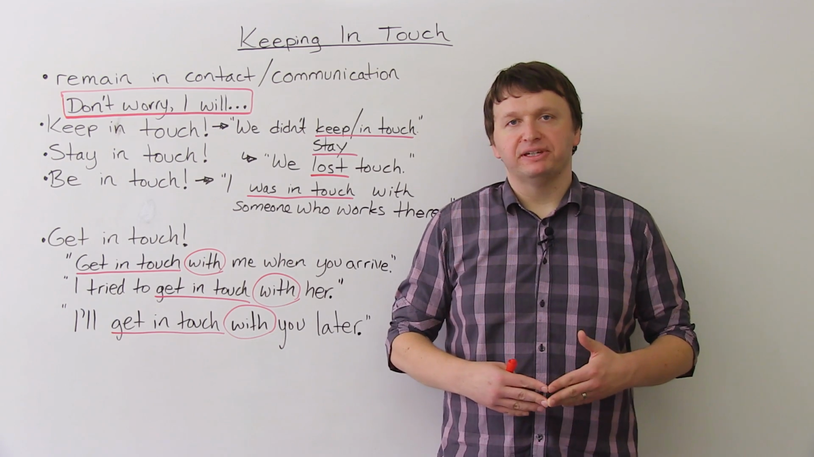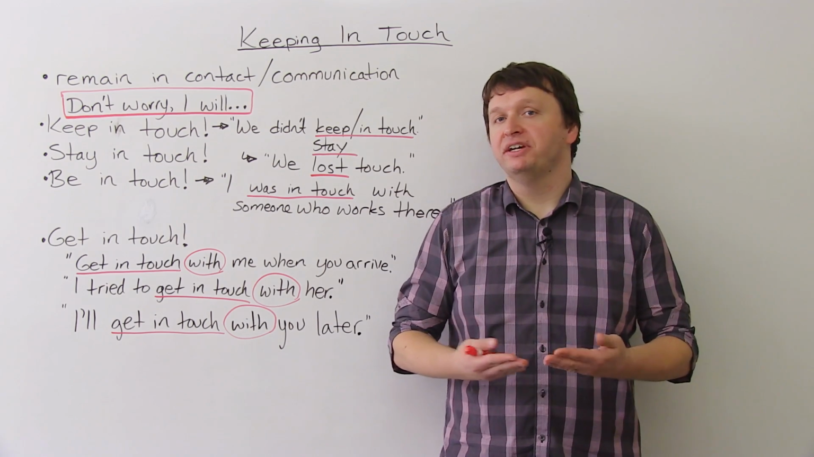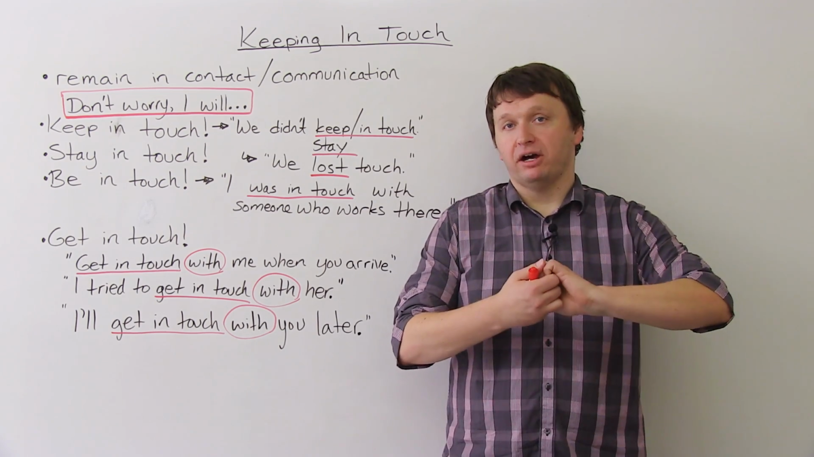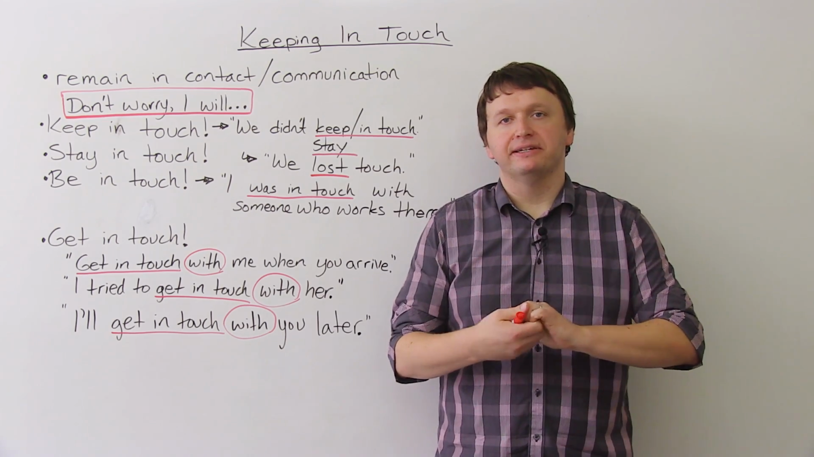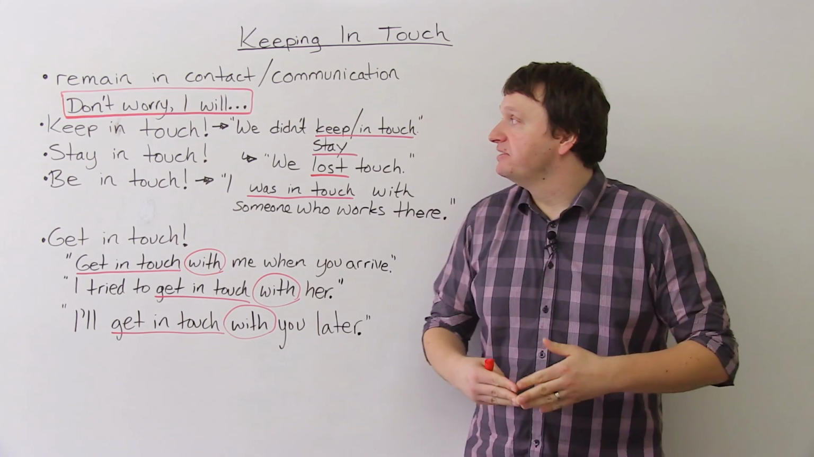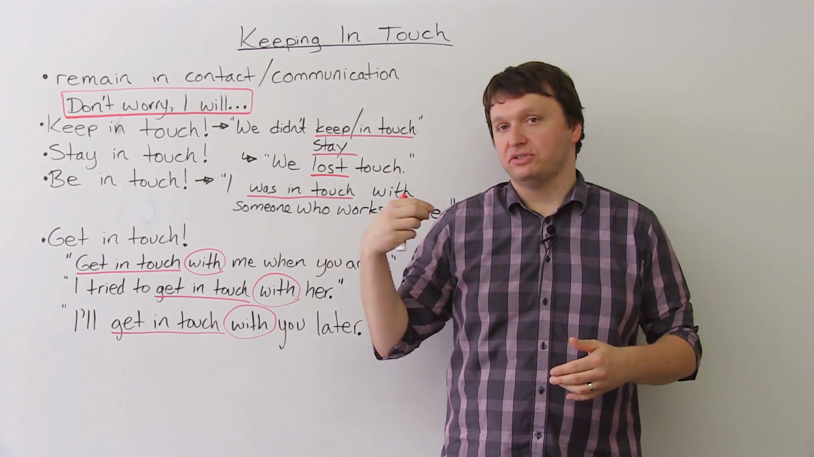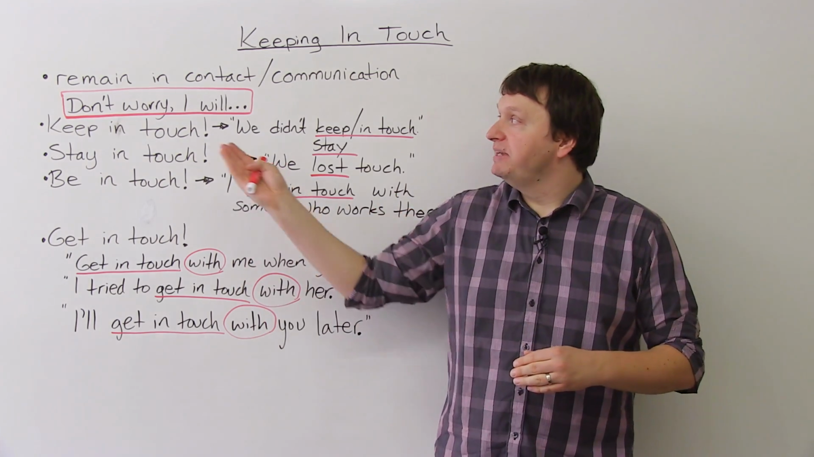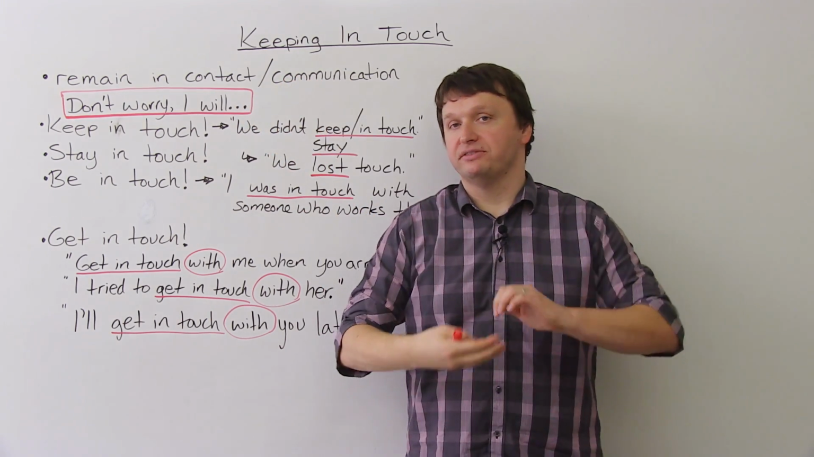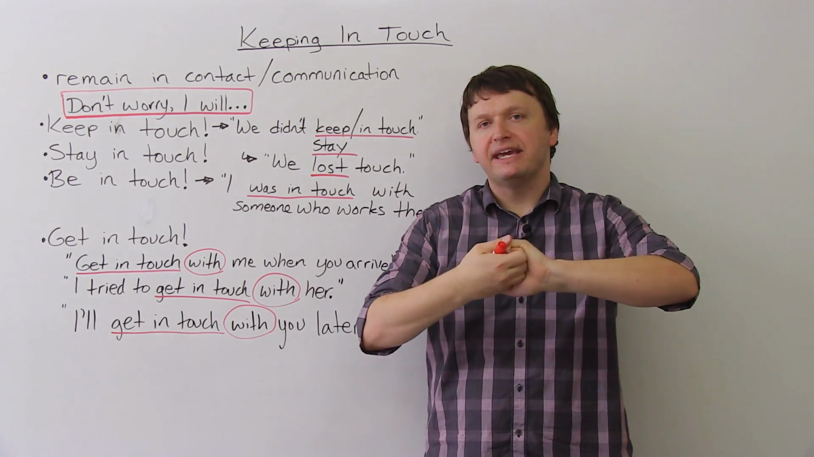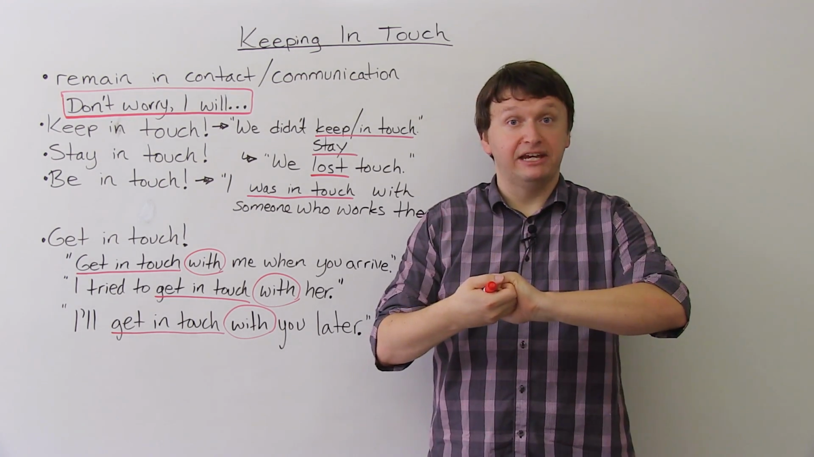So today I will look at some very common verbs that we use with the term "in touch" to talk about staying in contact and keeping communication with our friends, our relatives, and loved ones. So to stay in touch, keep in touch, be in touch, or get in touch basically means to remain in contact or communication, to keep communication, stay in contact, stay in communication with someone in your life.